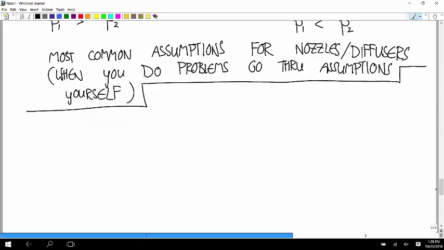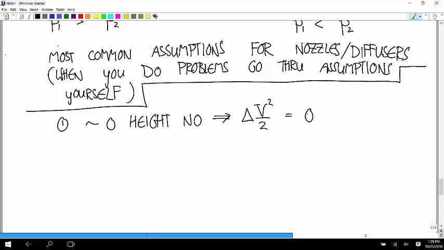Okay, so let's go through. What are some of the things that we can expect here? The first thing is there's not going to be, in most cases, any change in height that's significant compared to the other terms. We're not going to worry about the height change, and so we can get rid of both of these. There's not going to be any change in dz. So we can just cross both of those out right away.